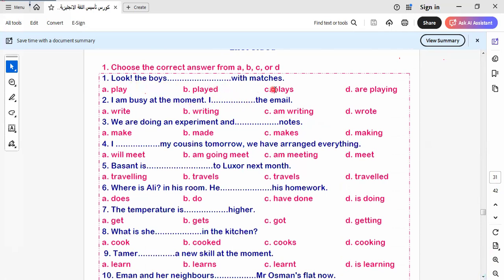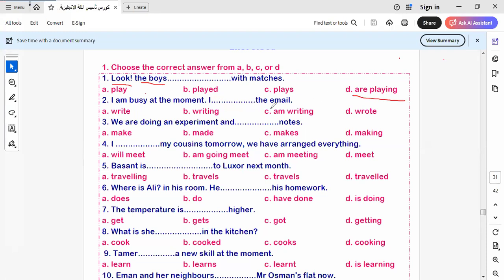Look, the boys are playing with matches. Here, what do I put here? Here is look, so do I say look in the past or in the present simple? No, I will make you pay attention. Look, the boys, what? The boys are playing. So I talk about something happening now.